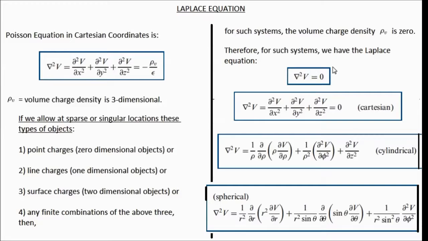Del squared, when applied in Cartesian, is this equation. When del squared is applied in cylindrical systems, this is how it looks. And when del squared is applied in spherical system, then this is how the del squared operation looks.